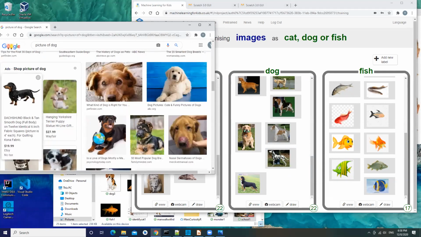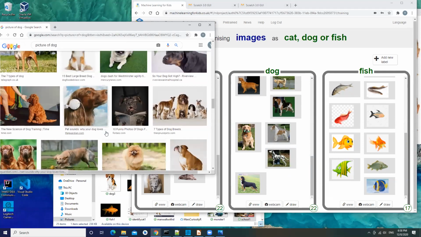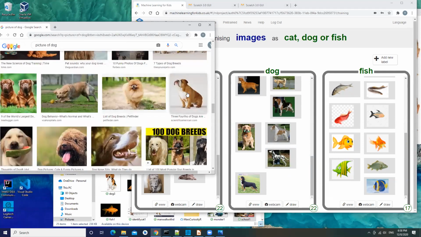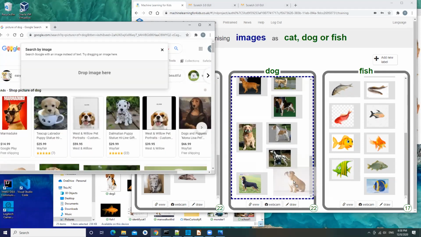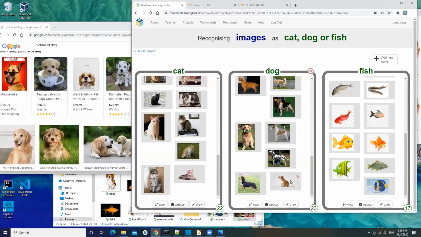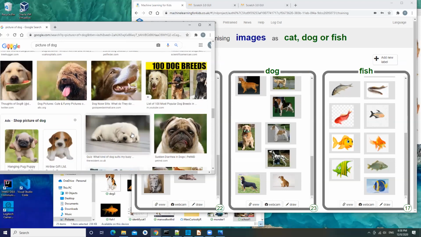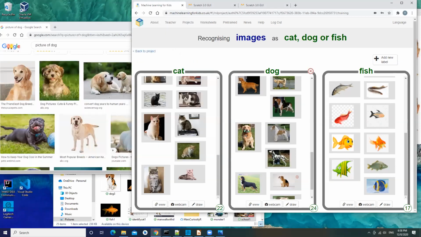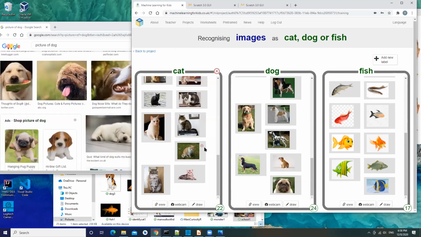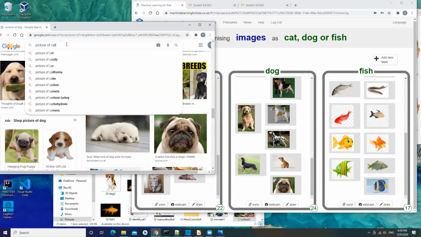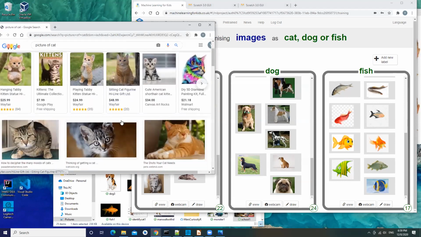Okay, this is a nice and cute dog, but anyway, this one. I drag this picture over here. Oh, that's a nice dog, but this one is probably hard to understand. Okay, this sad one, I drag over here. So you can see the dog, fish, and let's just add one more, a cat, just in case you like cats.